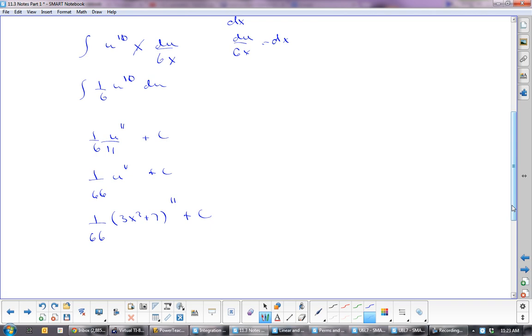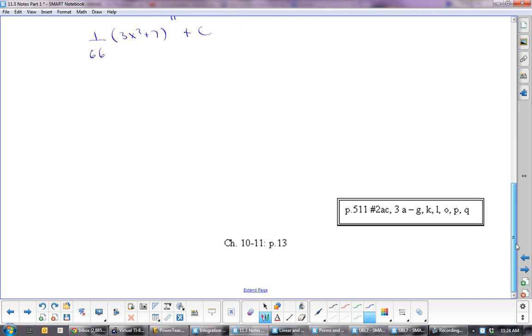Okay, so I understand that we know how to do it by just dividing by the derivative, but I do want you to practice this because that'll help you with next year, right? And there's your hopefully not homework.